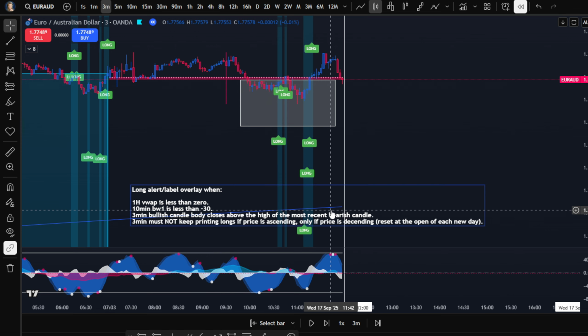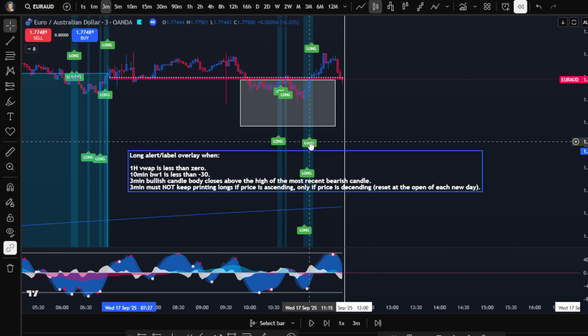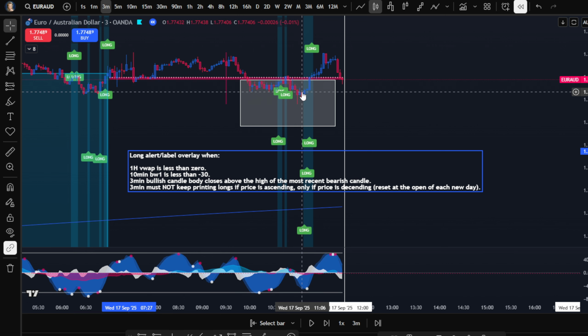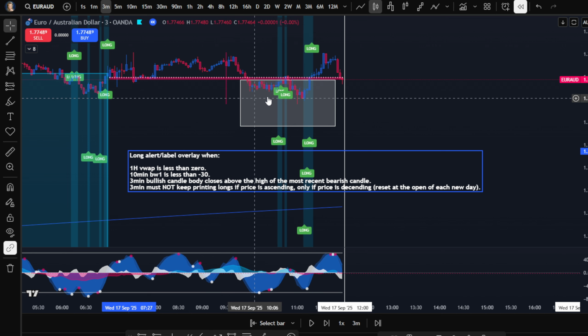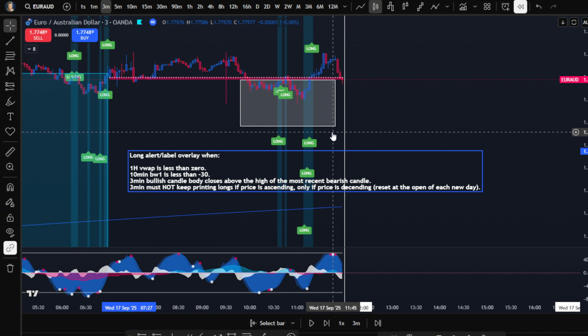The thing is, with the longs, it should not keep printing if price is ascending, only if price is descending. So basically this second long and this third long should not be printing, because of course these candles are also body closing above this red candle, but that's redundant. We've already had this blue candle body closing above that one, so we don't need to keep getting told that that is the bottom wick that needs to be scalped. I'll explain it better with some other examples.